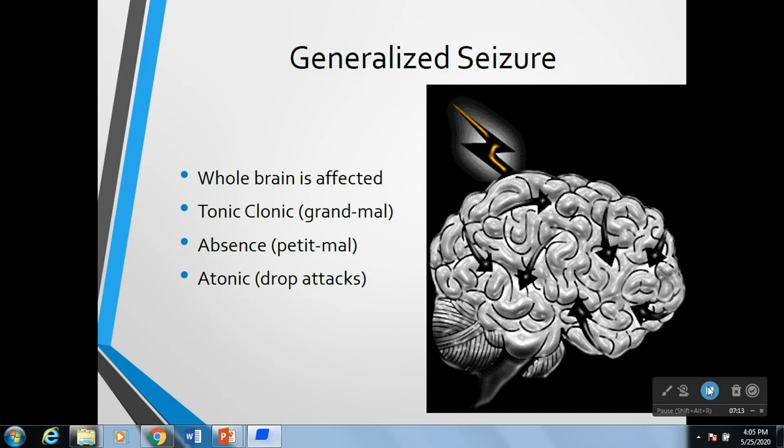Tonic-clonics usually last about 1 to 3 minutes. Again, if it's longer than 5 minutes, this is an emergency. With an absence seizure, this is usually noticed in children and rarely in adolescents. And the hallmark sign is staring and daydreaming.